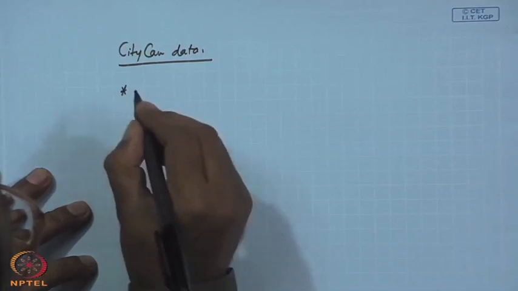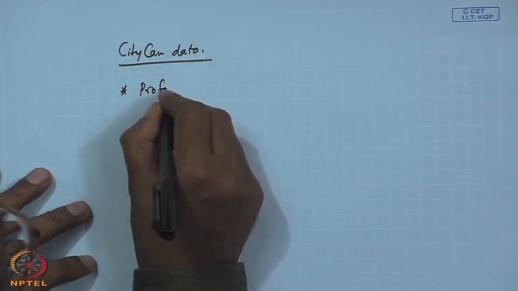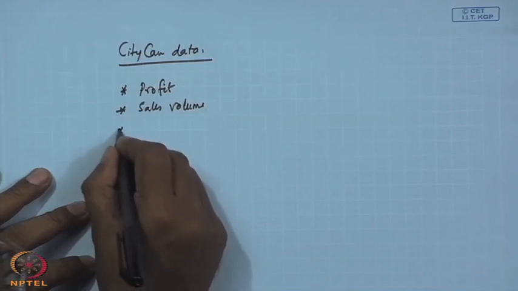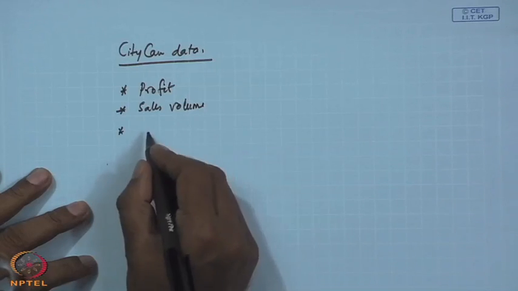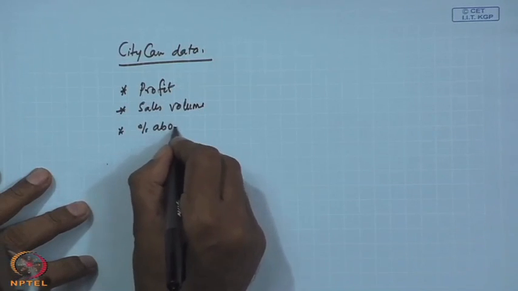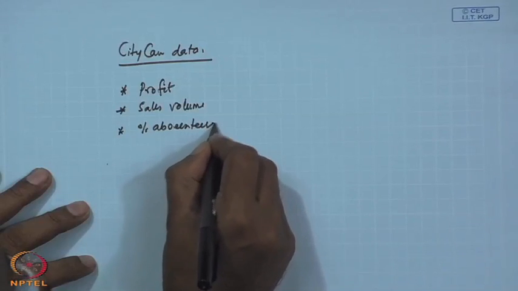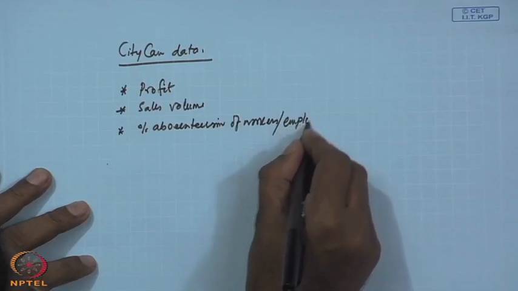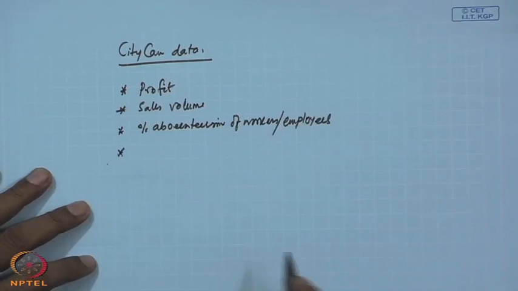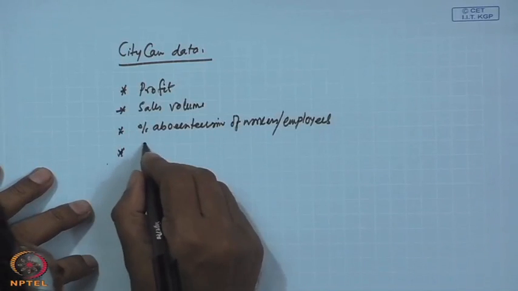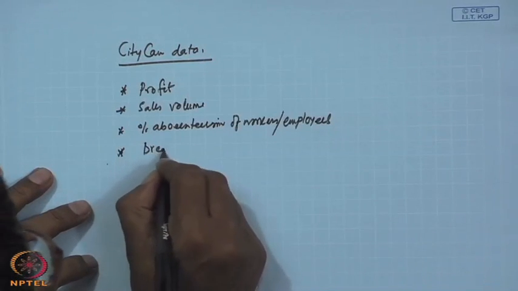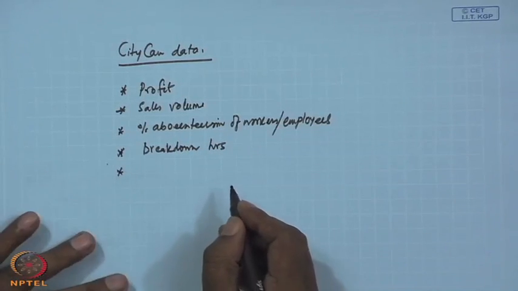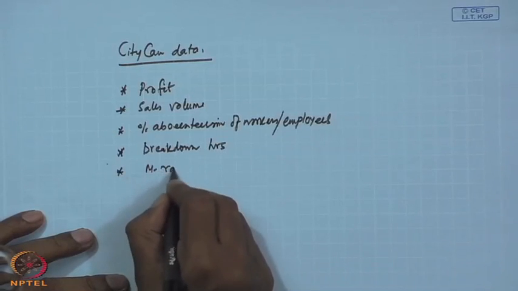The important variables for this particular company are profit, then sales volume, then they have found out the percentage absenteeism of workers or employees. Then related to machine, that machine breakdown hours monthly. Then they also have a marketing department whose performance is measured through M ratio.